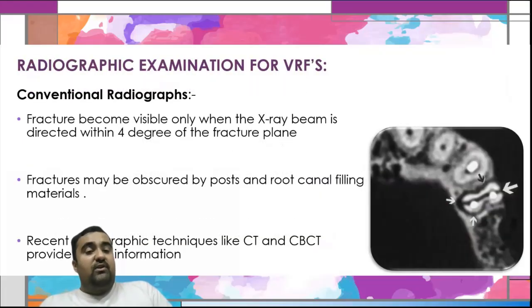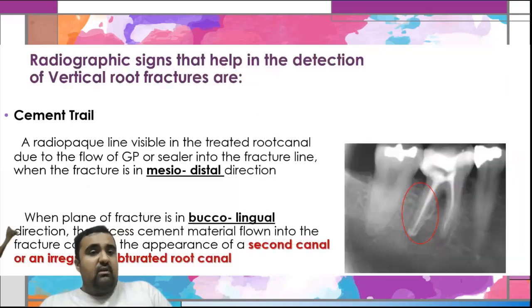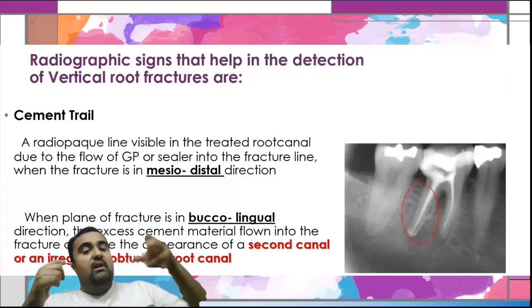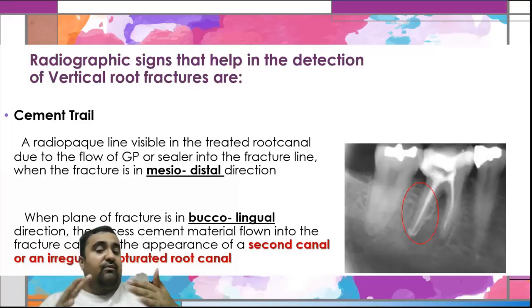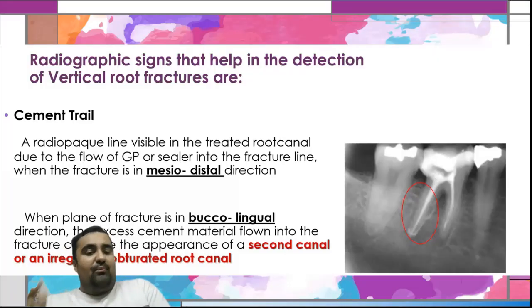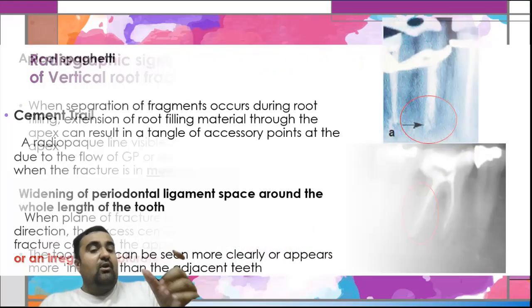So what are the radiographic features? Recent radiographic techniques like CT and CBCT have provided better information. You can see cement trails, which are radiopaque lines visible in the treated root canal due to the flow of GP or sealer into the fracture line when the fracture is in the mesiodistal direction. When the plane of the fracture is in the buccolingual direction, the excess cement material flows into the fracture and gives the appearance of a second canal or an irregularly obturated root canal. This is called cement drain.